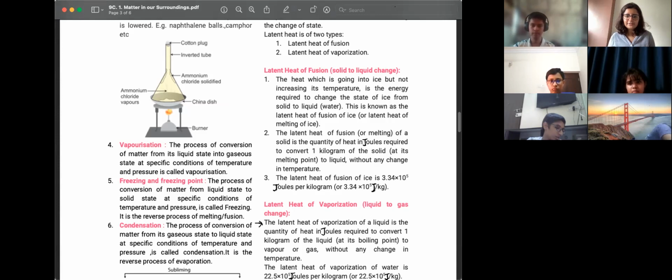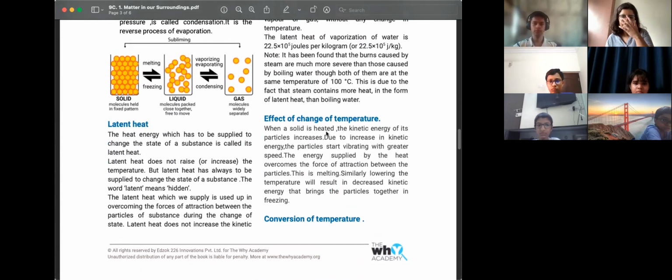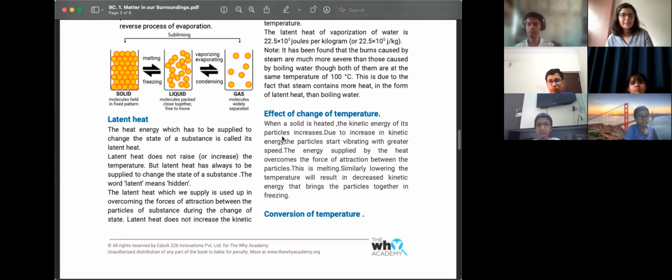Cool. So that's latent heat. You need to know what latent heat is so that in case you get numericals, you will be able to answer them. But more importantly, the more popular question is just identifying latent heat or asking for the definition. There are more chances of those sort of questions. You need to know what it is. And effect of change in temperature is where we started off. Kinetic energy of the particles increases.